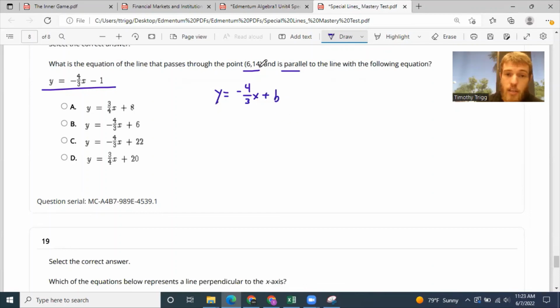And you have to use this coordinate point, plug it in, and figure out which one gives you a true statement. So since we know the slope needs to be -4/3, it's either going to be B or C in this case. And you're going to replace x and y with the x and y from this coordinate point and figure out which of these gives you a true statement. Remember, a true statement in this case will look something like 14 equals 14.